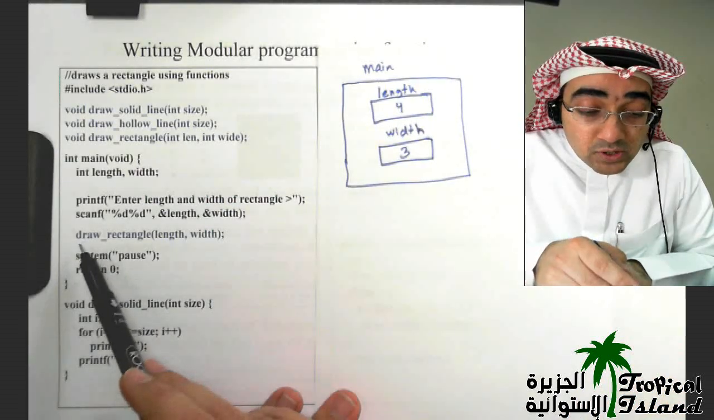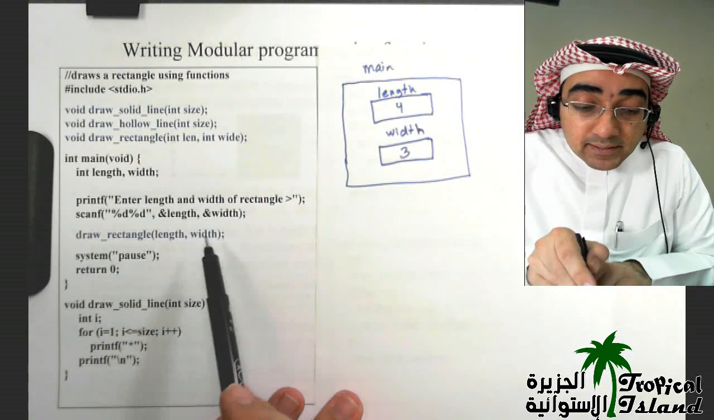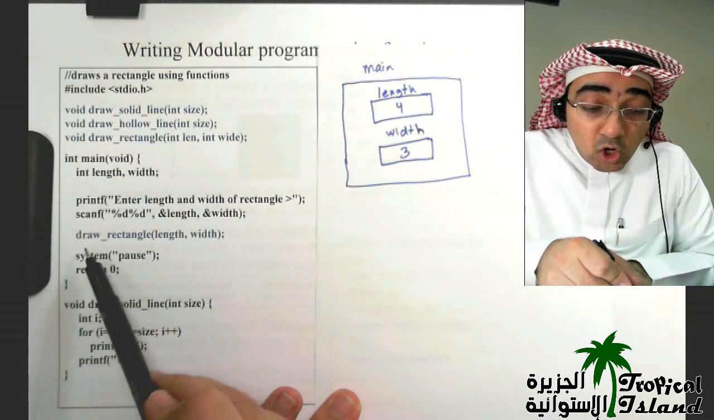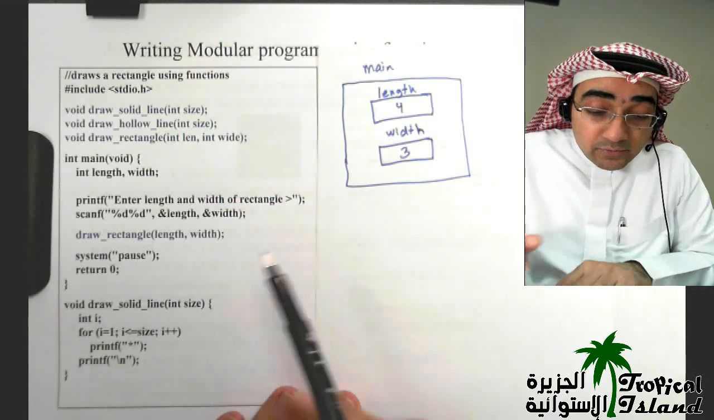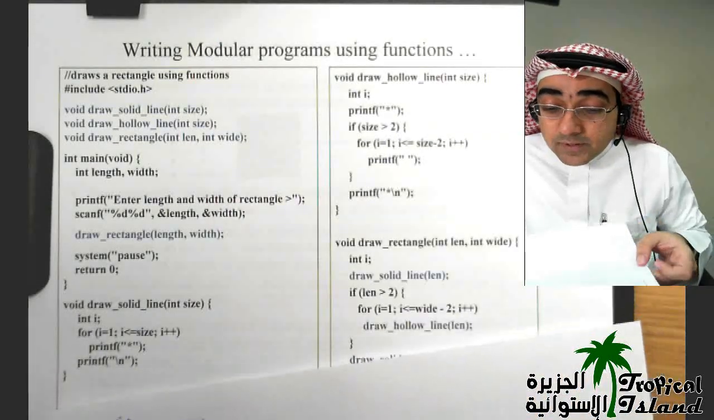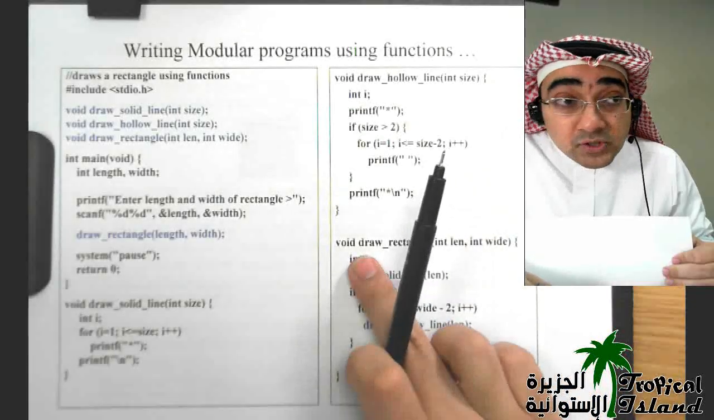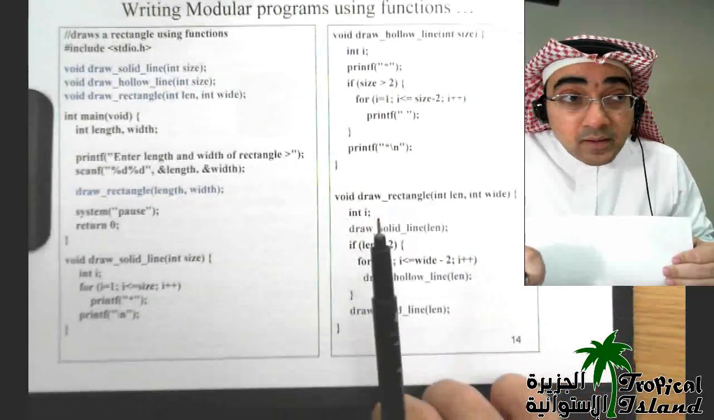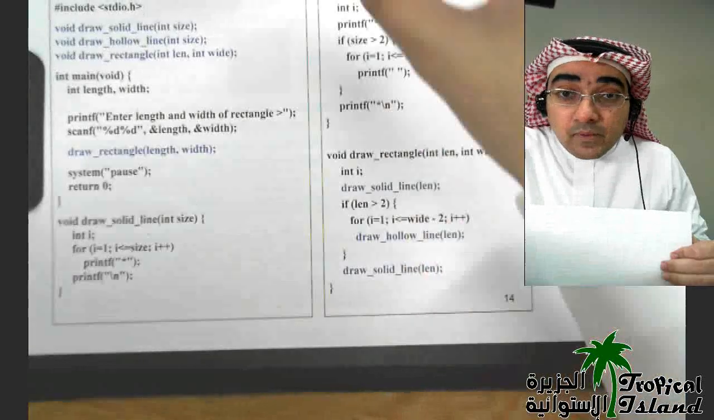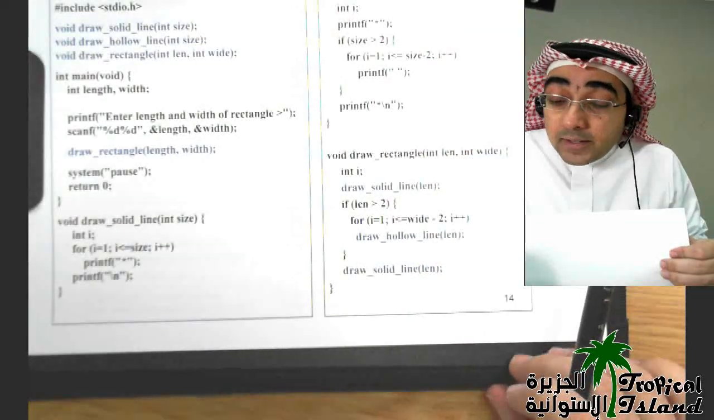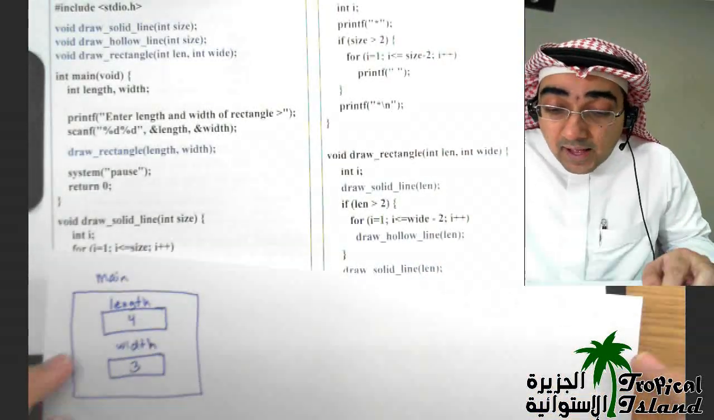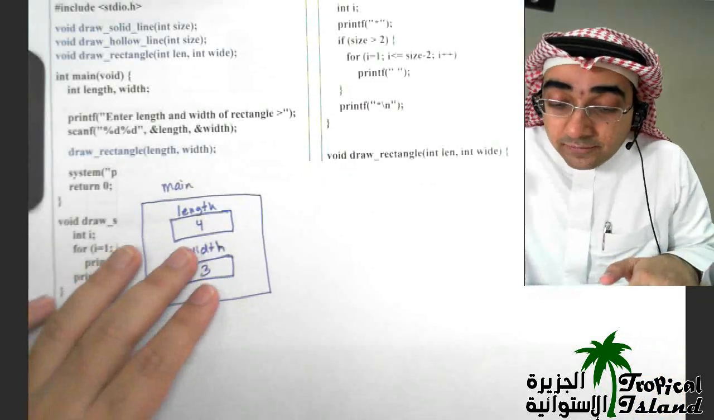Now we have a function called draw rectangle, and it will take the length and the width. When I call the function draw rectangle, I have to go to the function draw rectangle. Where is the function called draw rectangle? This is the function called draw rectangle. In the function draw rectangle, notice, I'm going to move this a bit up. Sorry about that. In the function draw rectangle, I have to allocate a new set of memory.